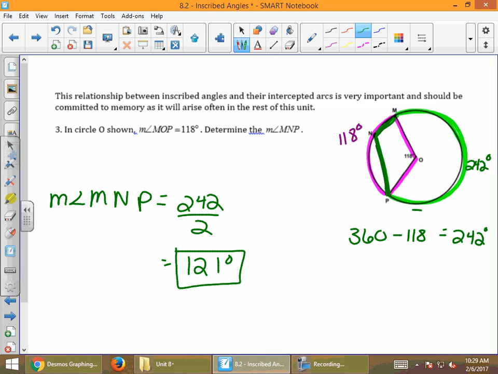And when the angle's missing, look at the arc. If the arc's missing, take the information they gave you to find it. Because once you have the arc, you can figure out what the angle is. Kind of vice versa. The arc's missing, move the angle. Questions over there?